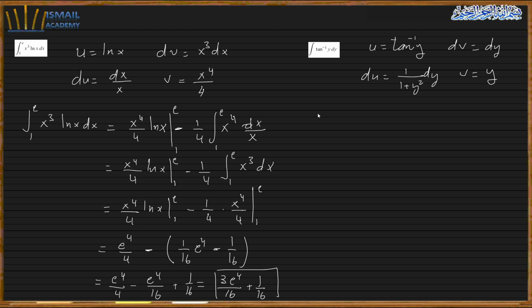Now I will end up having the integral of tangent inverse of y dy will be equal to vu, which is y tangent inverse of y minus the integral of v du. So it's going to be y times 1 over 1 plus y squared, which is going to be just y over 1 plus y squared, and here I'm going to use substitution.